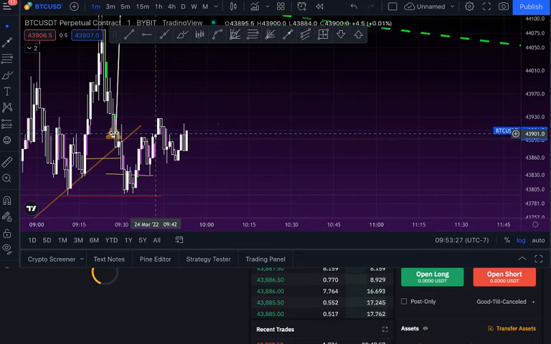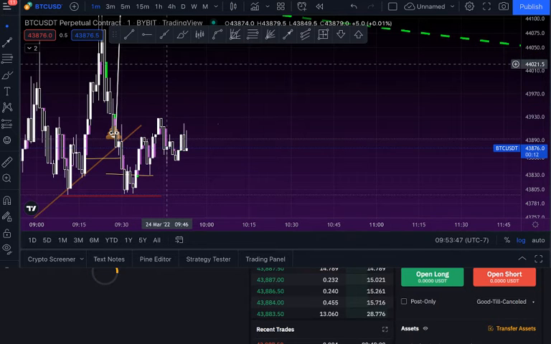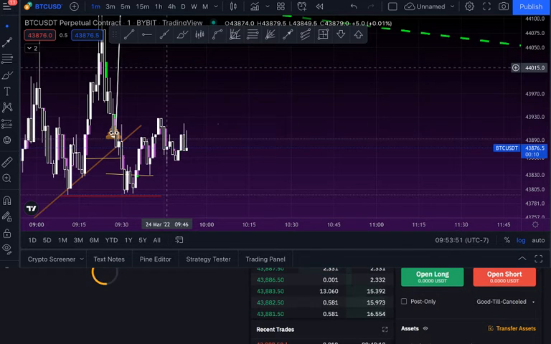I'd like to see this break up pretty quickly. Not because I want to be in profit, but just price action would look a lot better if we broke up back into this high. Down 2.5%.